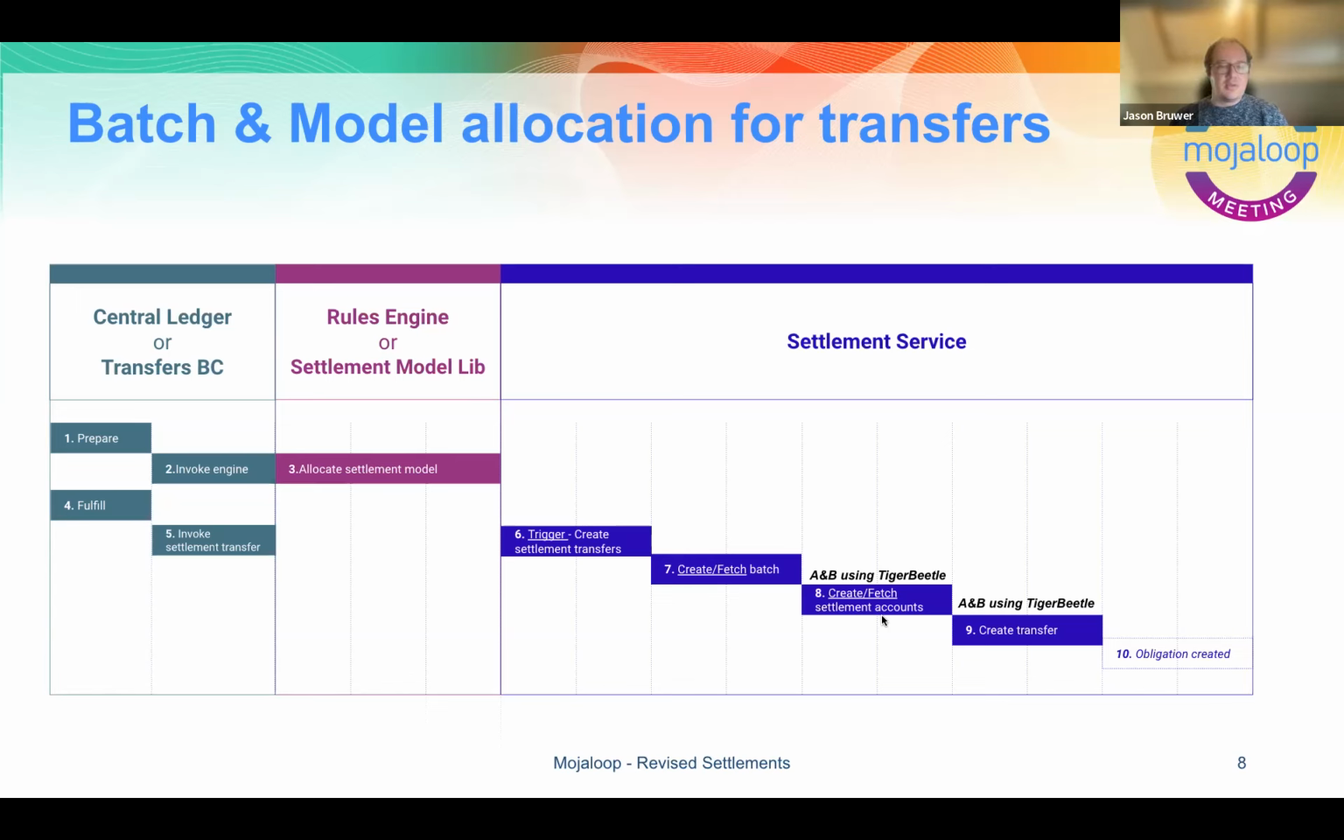Each of the settlement accounts still tie back to the Mojaloop participant account by storing the participant account ID. These accounts will exist in accounts and balances BC, which in turn makes use of TigerBeetle to store all accounts and ledger entries across the Mojaloop stack. So these areas are where we're now getting to make use of the TigerBeetle backend.